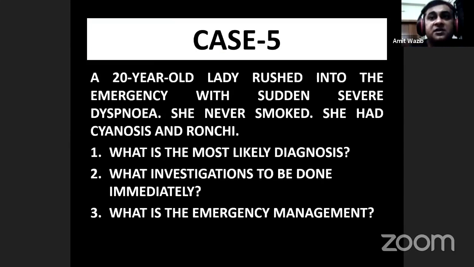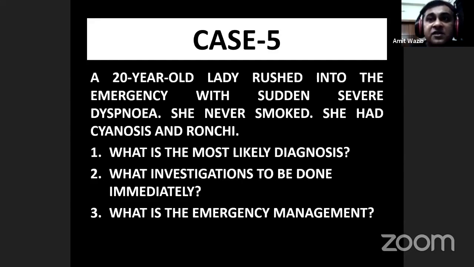Let's get into another case. That is a 20-year-old lady rushed into the emergency with sudden severe dyspnea. She never smoked. She had cyanosis and bronchitis. So look at this. This is another case. This is an emergency case, and it happened to a young lady. The patient had dyspnea, and there was bronchitis. So when there is bronchitis, it is either COPD or asthma. As there is no smoking history and the person is very young, 20 years, it is likely to be asthma.